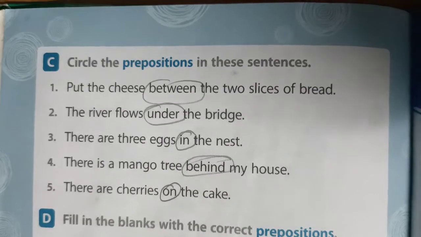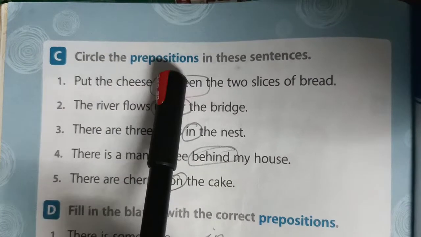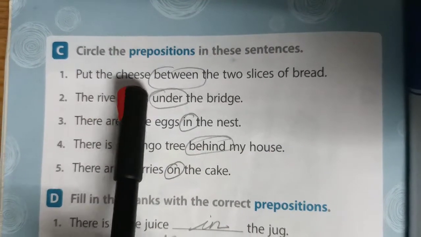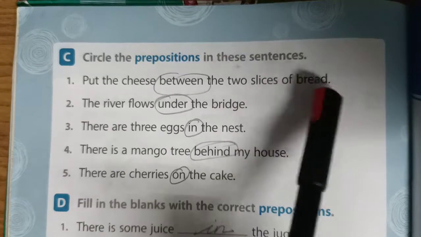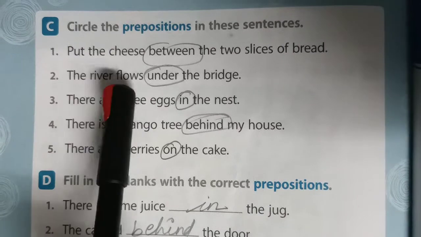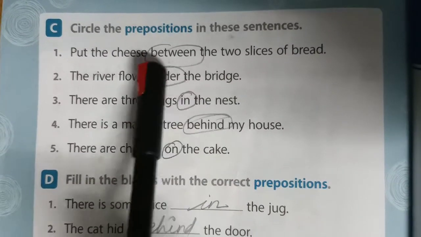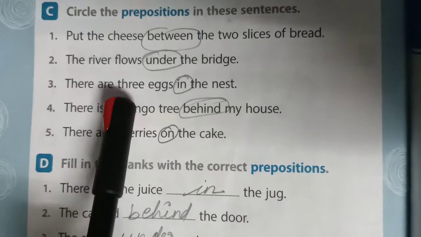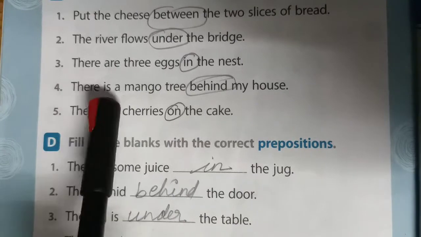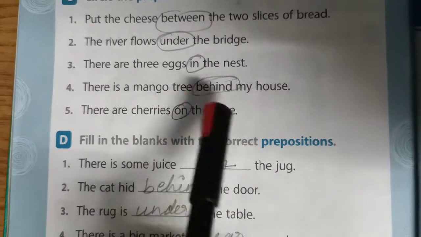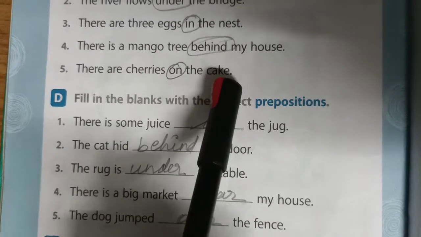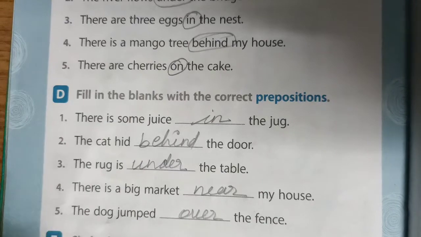Then page number 68. See, circle the prepositions in these sentences. Circle the prepositions. Put the cheese between the two slices of bread. Between. Circle between. Then 2. The river falls under the bridge. Under. Then 3. There are 3 eggs in the nest. In. Then 4. There is a mango tree behind my house. Behind is the answer. Then 5. There are cherries on the cake. On is the answer.